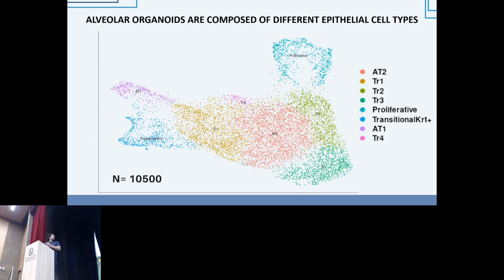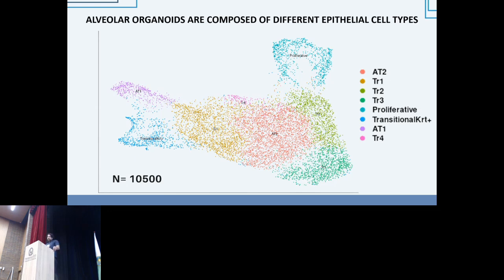The interesting thing here is that, as we know, we have at least two cell types in homeostatic lung, the AT2 cell type and the AT1 cell type. But in this type of three-dimensional model, we are mimicking the process of regeneration. So we have transitional states coming from AT2 to AT1.